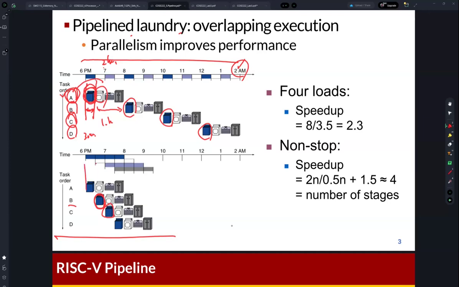So actually the execution of these tasks can be overlapped. It is because a single task is composed of multiple steps, right? And the steps themselves do not overlap. Only the task execution time can be overlapped.